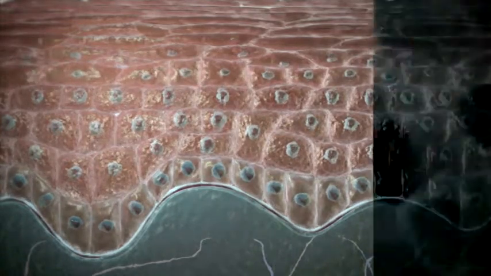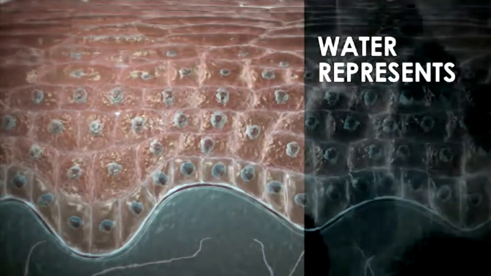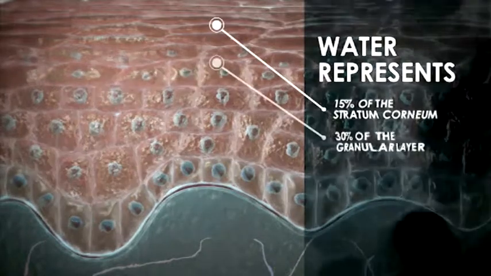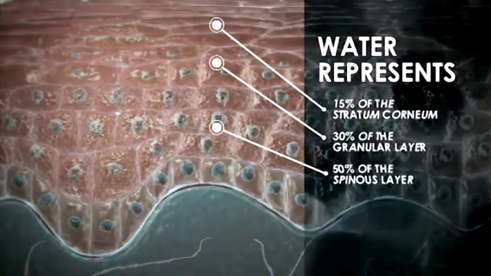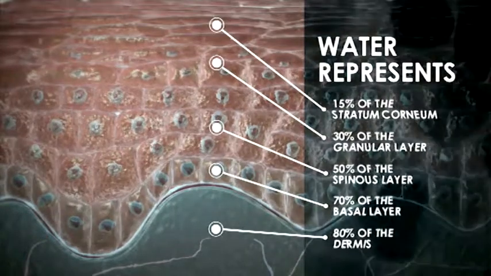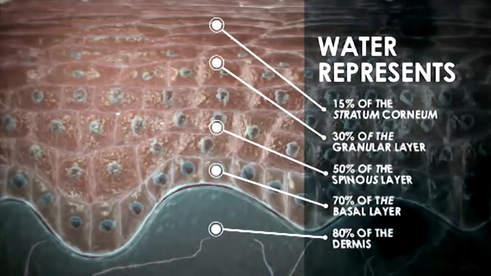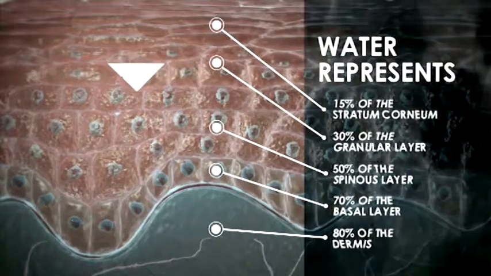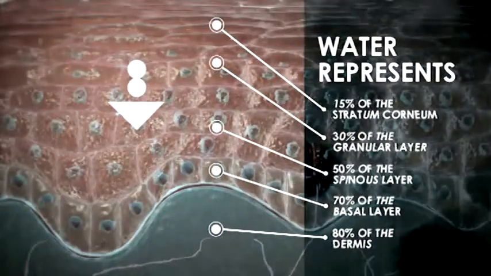Now, let's look at the skin in terms of water content. The skin is mainly composed of water, and its concentration increases as you move from the surface layer down into the dermis. So when the aqueous solution of an acid is applied and absorbed into the skin, it is diluted.